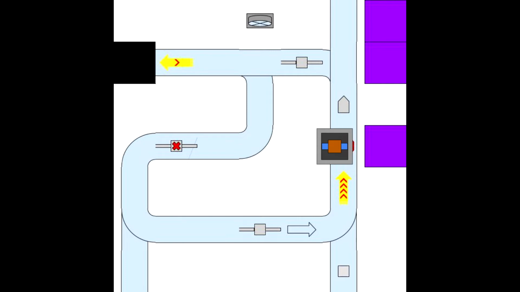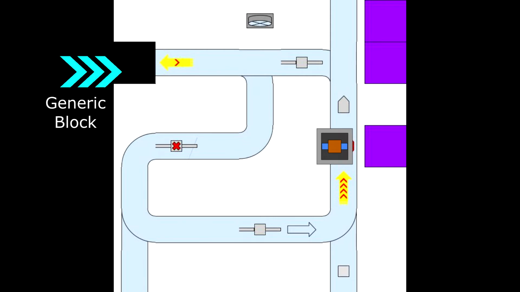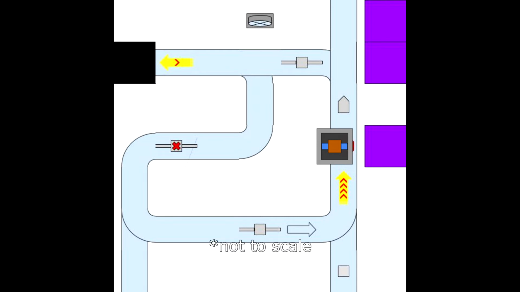Before we leave to investigate, I want to mention that the purple blocks to the right are locomotive detectors that send a signal when a locomotive is near them. These are used to release the minecart from the lock track. The black square on the left is a generic block to prevent the locomotive from leaving the track and getting stuck off-rail. Lastly, these diagrams are not to scale.